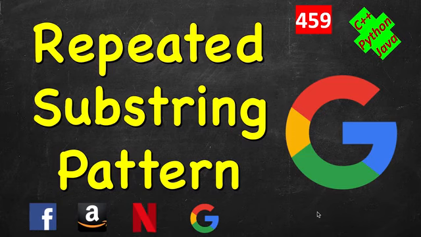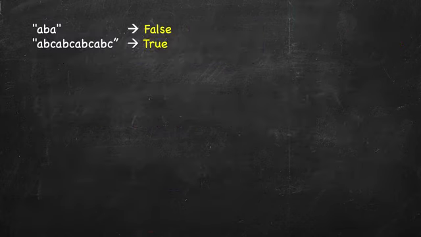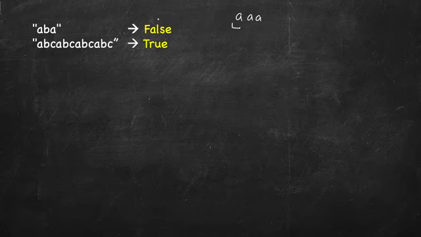In this problem, we have to check whether the given string is formed by repeating some of the substrings. So let's see an example. If you look at this string ABA, then there is no such substring which you repeat multiple times to form this ABA. Because if you have A, then you repeat it multiple times, you cannot get ABA.